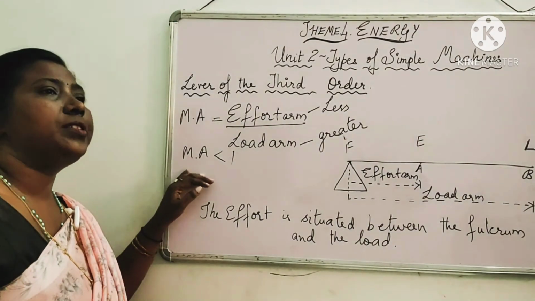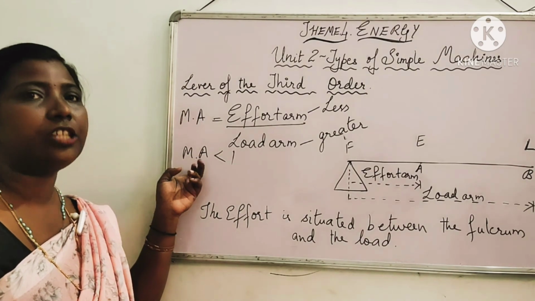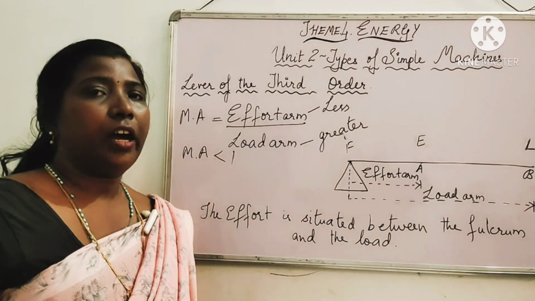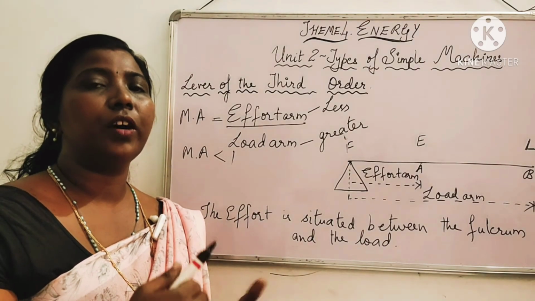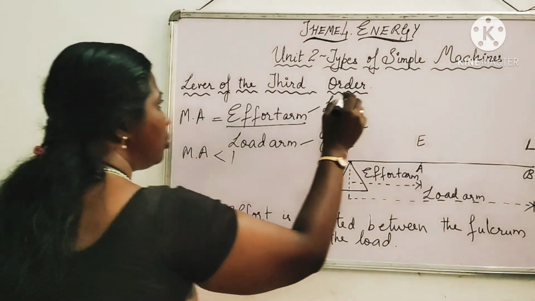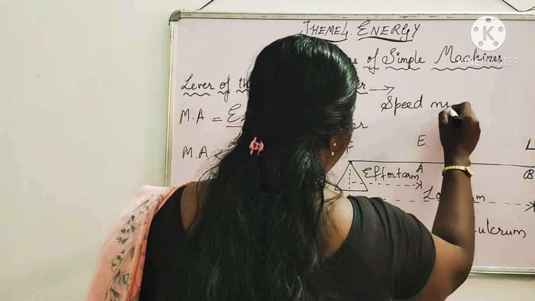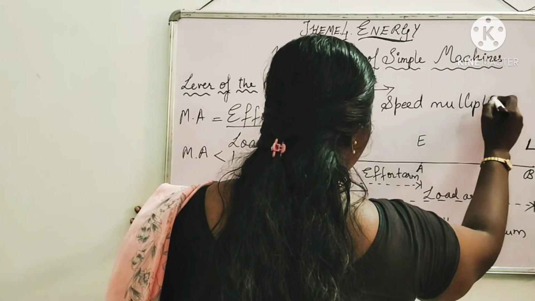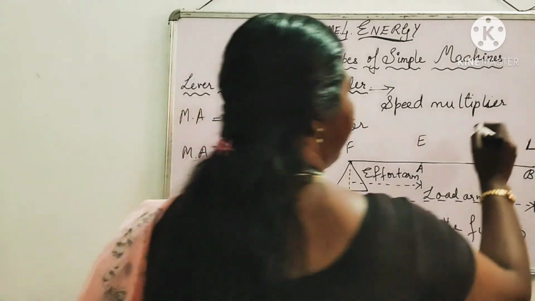So in that case, what happens? That's why the mechanical advantage of this lever, the third order lever, will be less than 1. Okay, so when we are putting force on it, the work is done in a speedy manner. So that's why this lever is also called a speed multiplier lever.